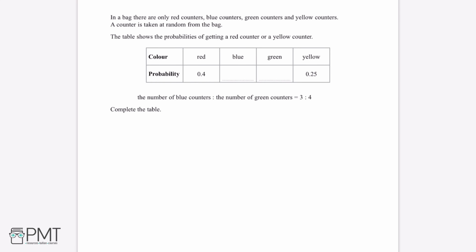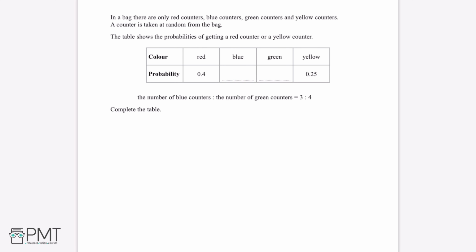In a bag there are only red counters, blue counters, green counters and yellow counters. A counter is taken at random from the bag. The table shows the probabilities of getting a red counter or a yellow counter. The number of blue counters to the number of green counters is equal to 3 to 4.